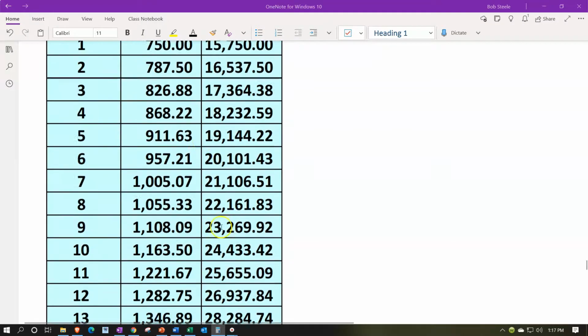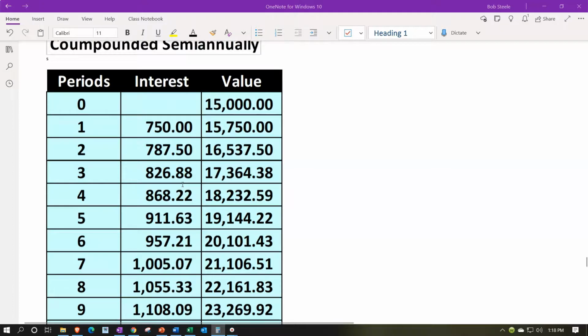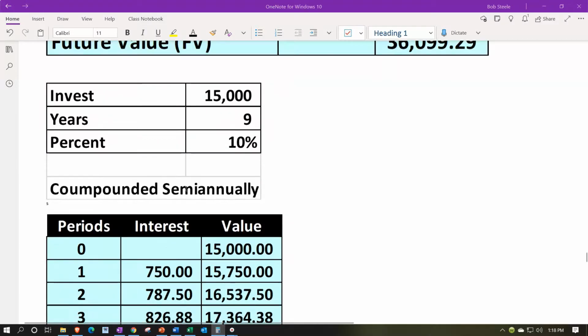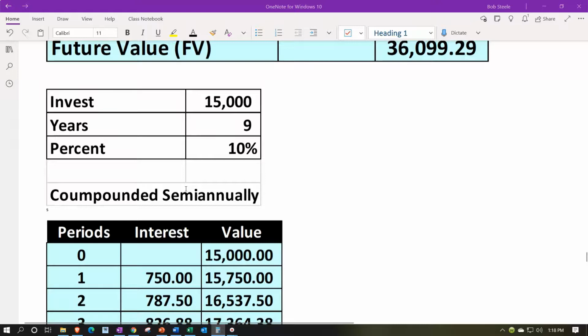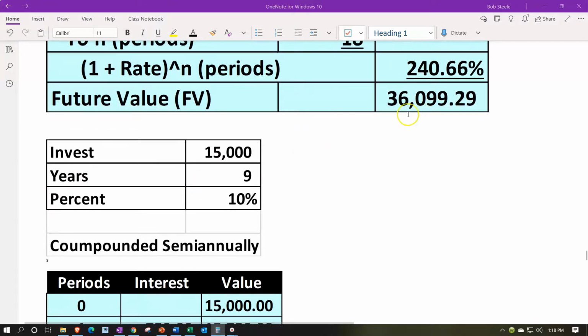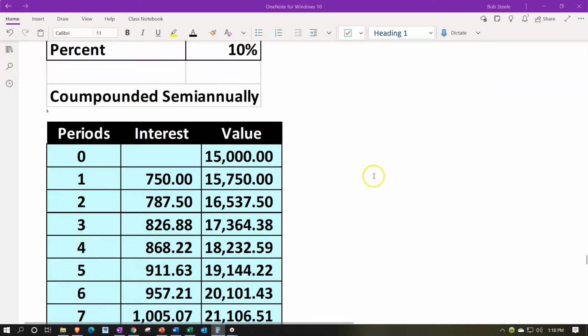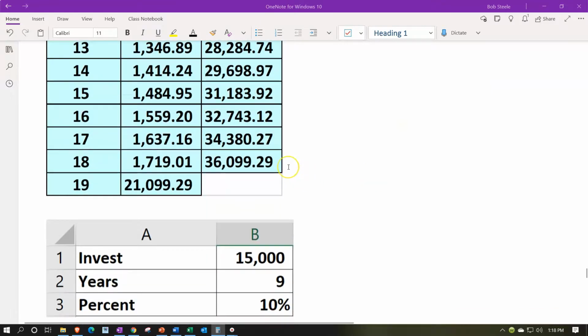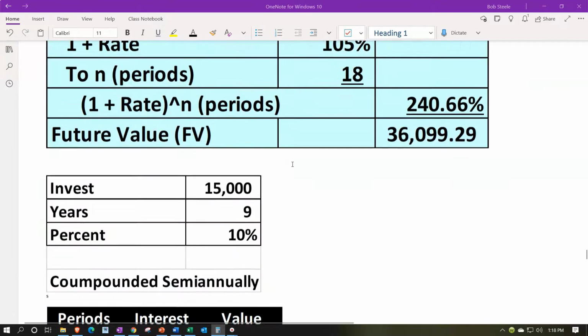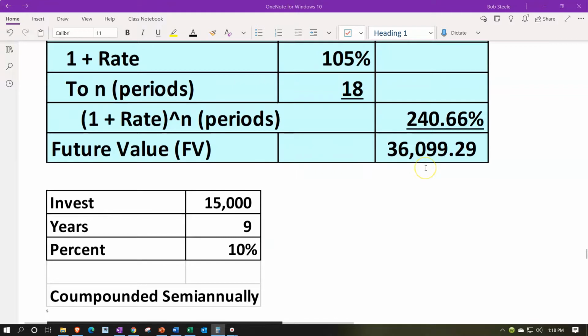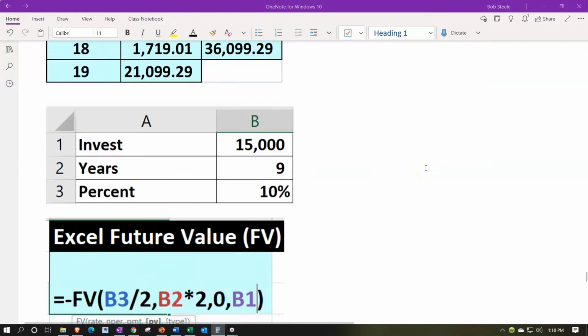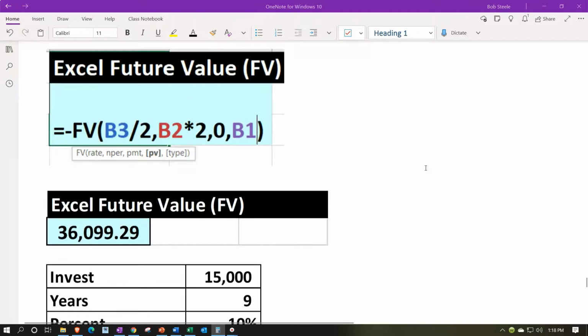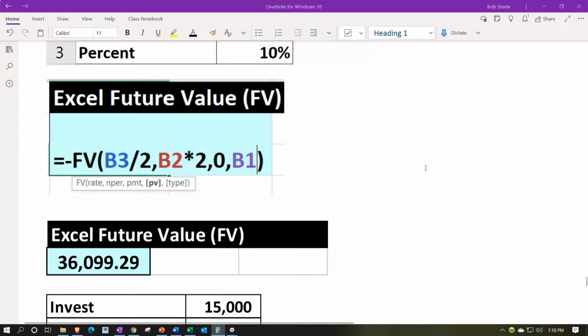And then we get to the 36,099.29. So if you compare this kind of table to a table for compounding annually or monthly or something like that, it gives you a better feel of what the different compoundings will do. We can see the end result here, 36,099.29. Okay, so then if we do this with a formula in Excel, we have a slight change here as well.